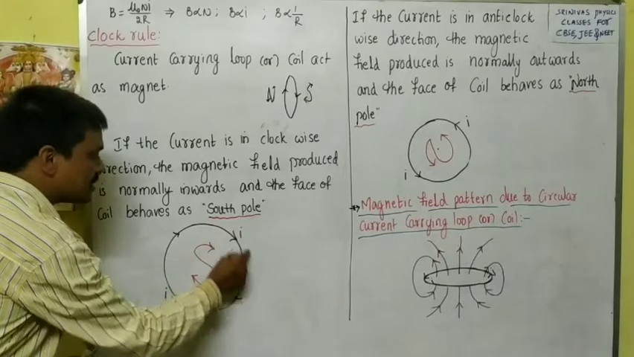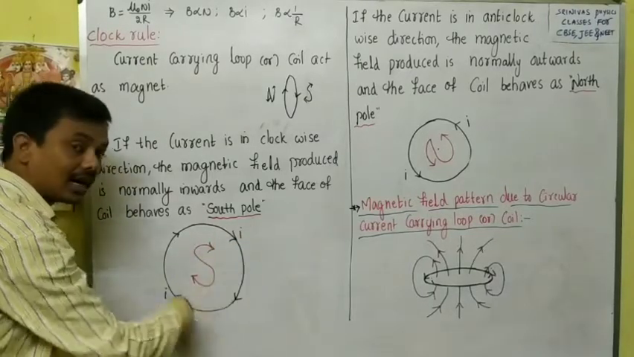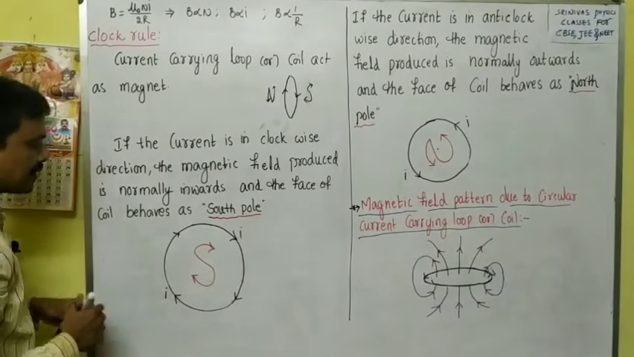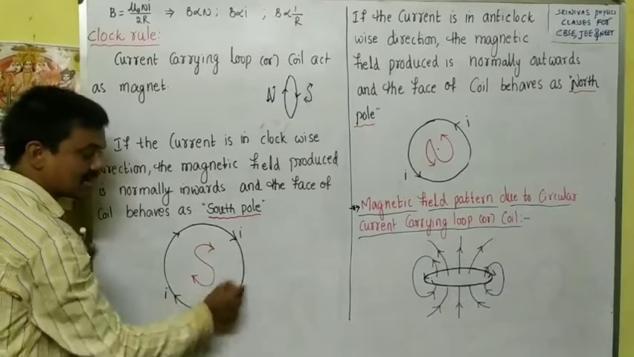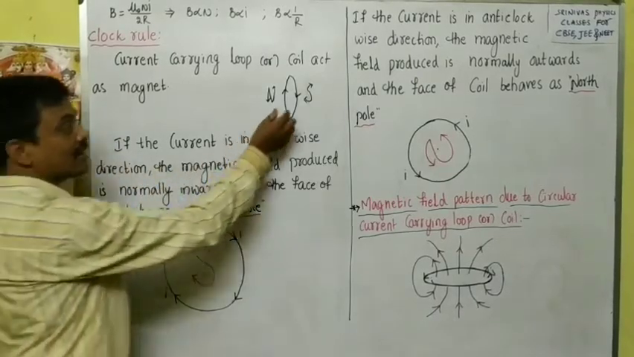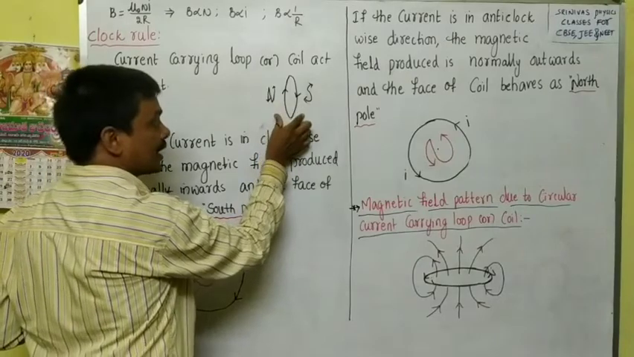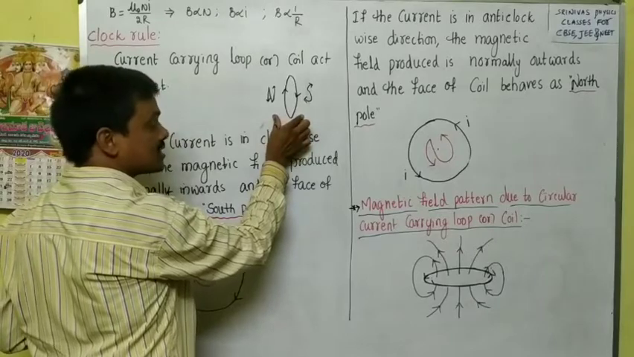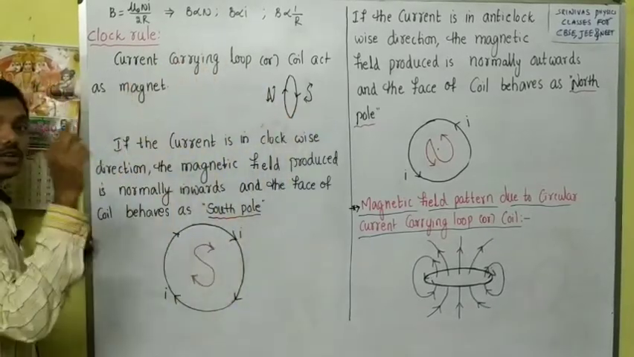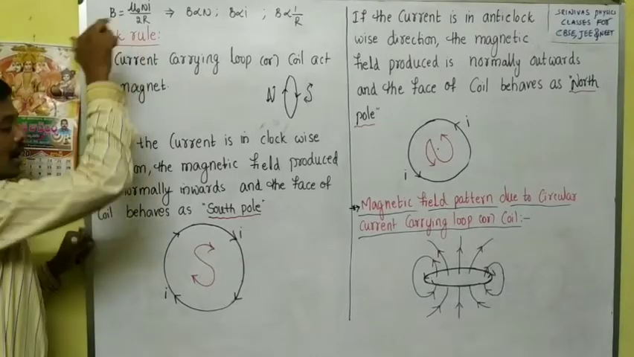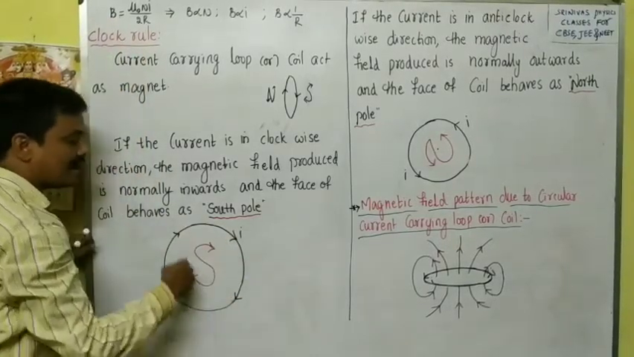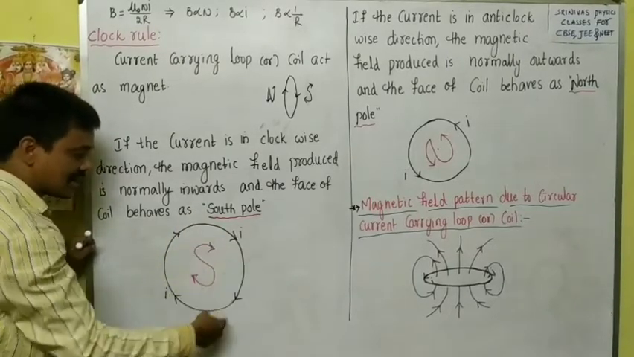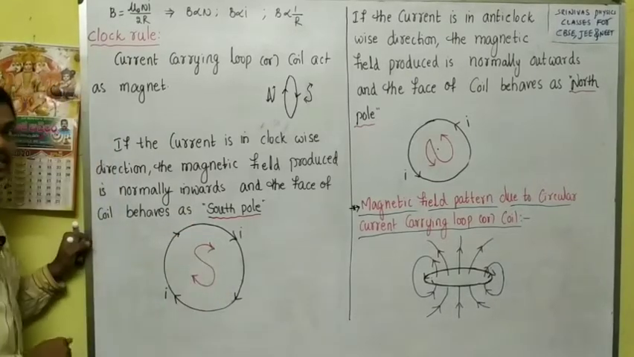That means the face in which the current appears as clockwise will act as a south pole. Look here, how it acts as south pole. The current appears in a clockwise direction. I am saying that a current carrying coil acts as a magnet, so it should have north and south poles. Then which face of the coil acts as south and which as north? To know that, we have the Clockface rule. According to the Clockface rule, if the current on one face appears as clockwise, then that face will act as south pole.